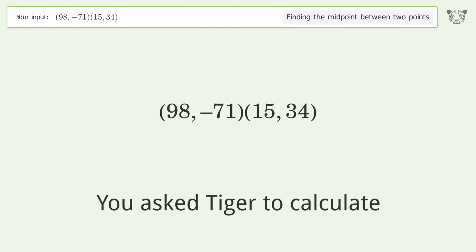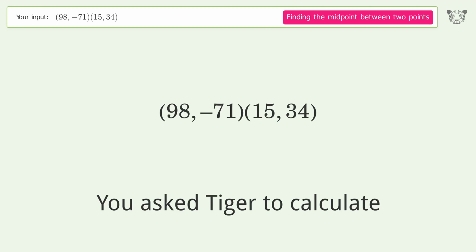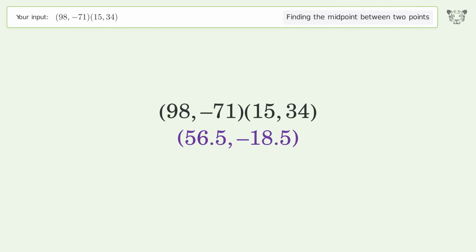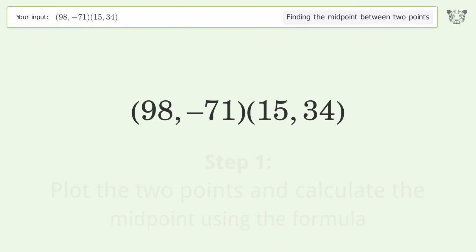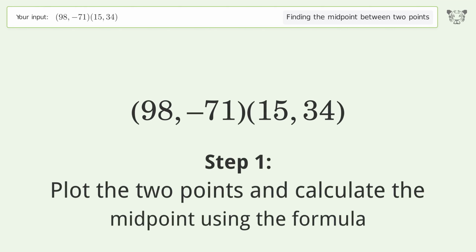You ask Tiger to calculate. This deals with finding the midpoint between 2 points. The midpoint between the 2 points is 56.5, negative 18.5. Let's solve it step by step. Plot the 2 points and calculate the midpoint using the formula.